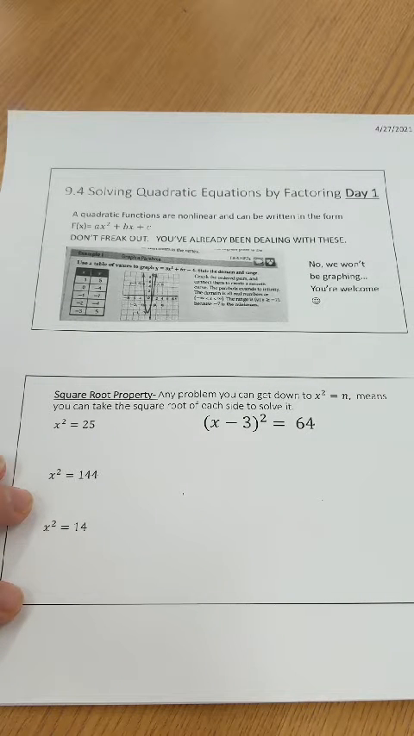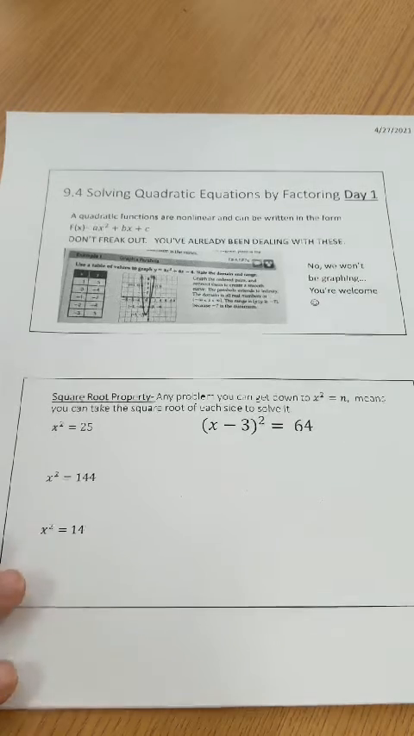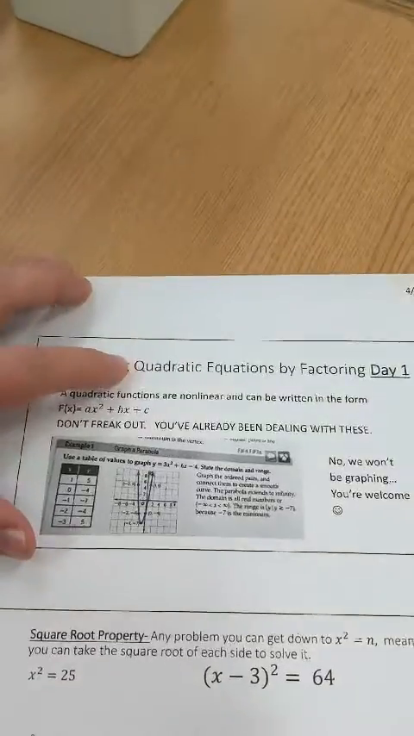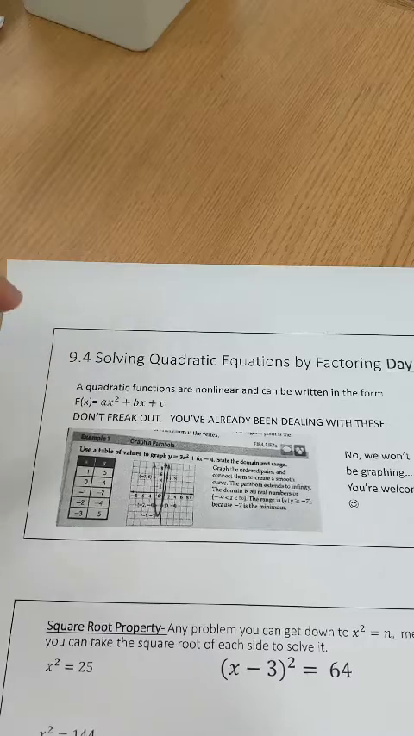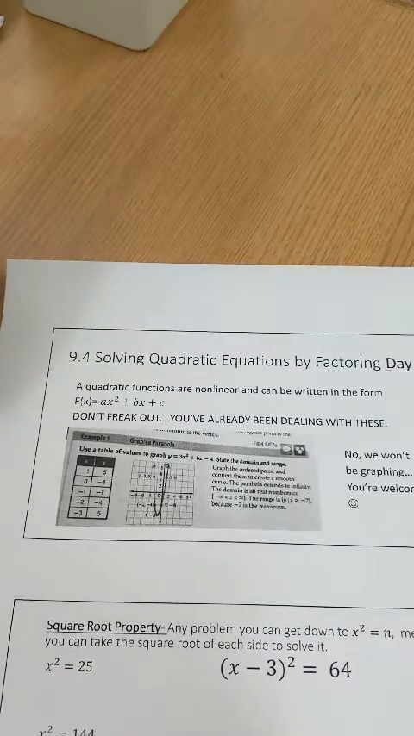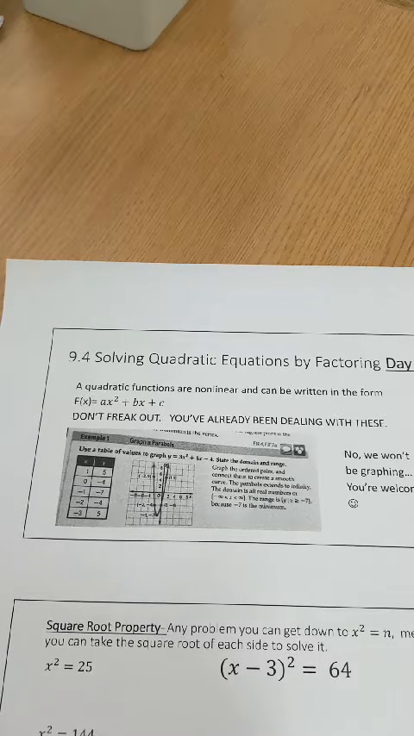Okay, so we're doing 2 different days on 9.4. So what essentially we're looking at is a quadratic formula, or quadratic. And remember when we did the putting things in standard form, and then if the degree of the monomial was a 2, it was quadratic? That's what this is talking about.